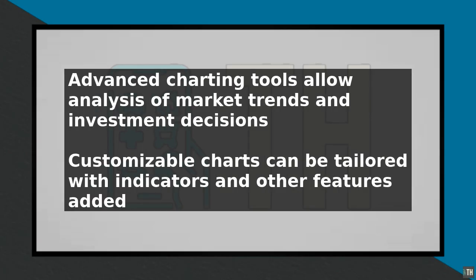To place a trade, simply click on the trade button and select the type of trade you want to make, such as a market order or limit order. You will then be prompted to enter the details of the trade, including the stock symbol, quantity, and price.